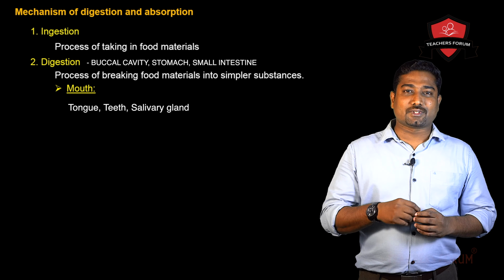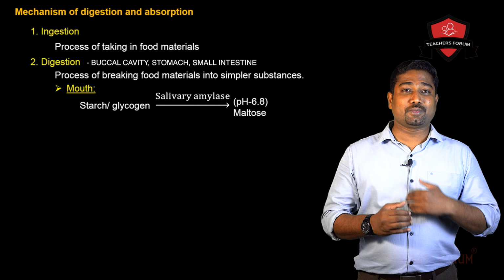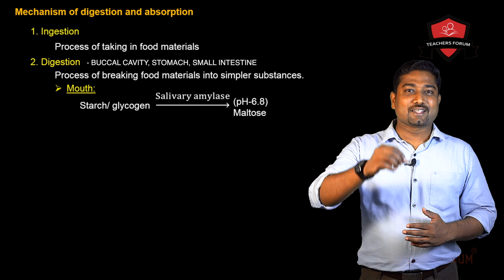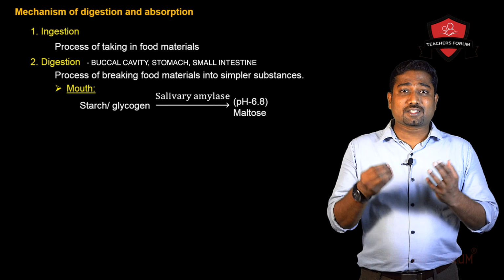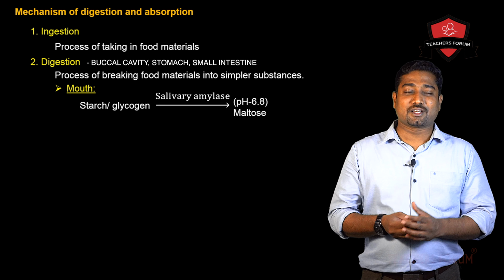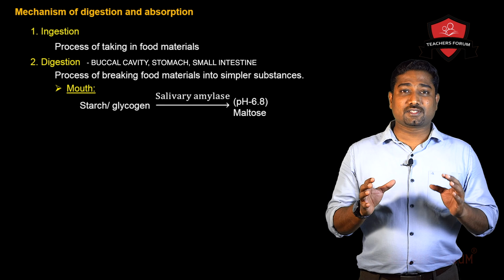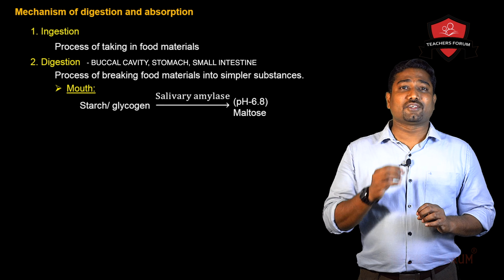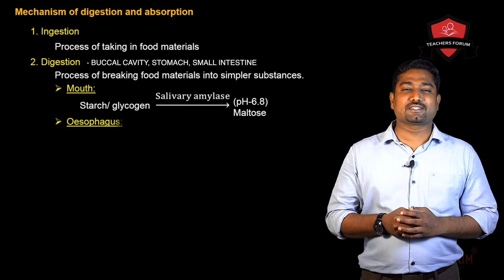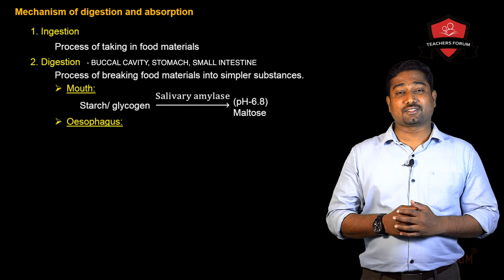Starch or glycogen, being a polysaccharide, will be converted with the help of salivary amylase to a much simpler sugar called maltose. Maltose is an example of a disaccharide. Once the food is chewed properly, the process of chewing called mastication, the food will be sent to the esophagus with the help of the tongue. So the tongue helps to swallow the food. So food is now in a partially digested form called bolus.